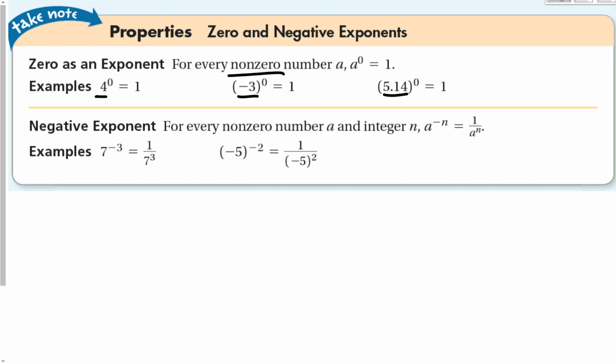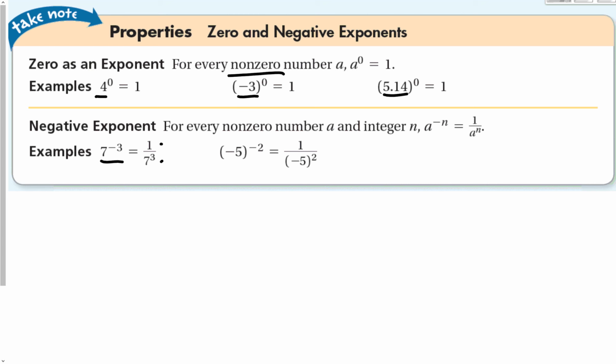Negative exponents. For every non-zero number a, and integer n, a to the negative n power is equal to 1 over a to the positive n power. So basically what we're doing with negative exponents is we're making fractions. So 7 to the negative 3 power turns into 1 over 7 to the positive 3 power. So we change the exponents from negative to positive in order to evaluate them.